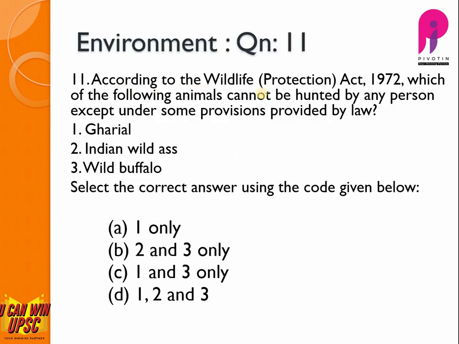Question number 11. According to the Wildlife Protection Act 1972, which of the following animals cannot be hunted by any person except under some provisions provided by law? Gharial, Indian wild ass, wild buffalo. Actually, all these 3 animals are protected scheduled animals under the Act. This question is asked to test your general awareness on endangered species. And hence the answer to this question is D, 1, 2, and 3.